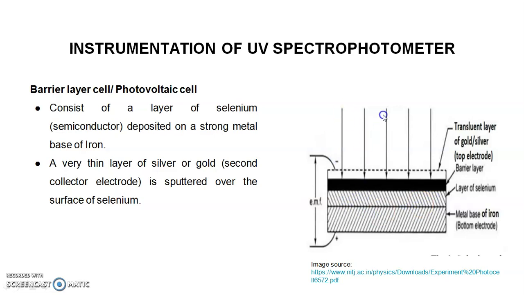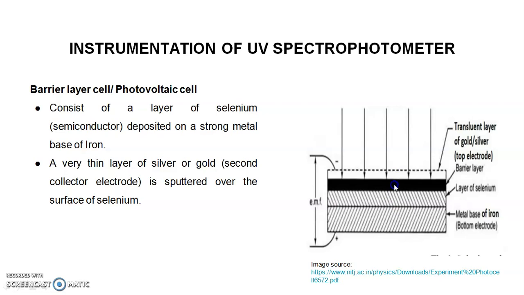Whenever there are radiations falling on this selenium layer, electrons are produced, and these mobile electrons tend to move towards the silver surface. The electrons produced on this layer of selenium move towards the silver surface, as there is a barrier between the selenium and the metal base. Since there is a barrier here, the electrons won't travel to the metal base; rather, they tend to travel to the silver or the gold surface.